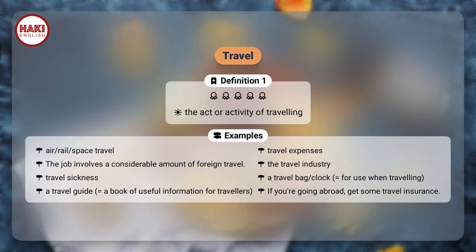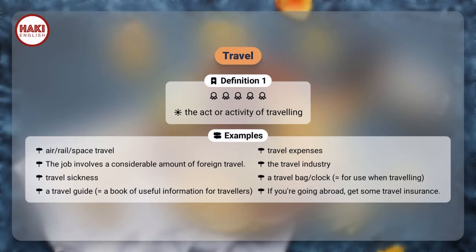Examples. Air, rail, space travel. Travel expenses. The job involves a considerable amount of foreign travel. The travel industry. Travel sickness. A travel bag, clock, equals for use when traveling.